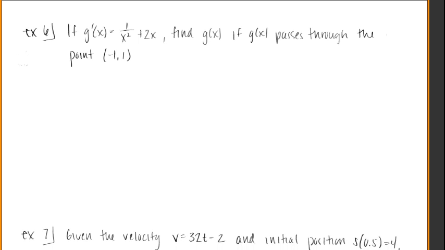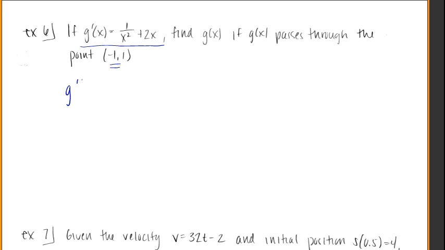Example 6. If our derivative g prime of x passes through the point negative 1, 1, and we want to find g of x. What we're going to do with this problem is similar to example 5. We're going to start with g prime of x, trying to find an original function, but this point is going to help us narrow down. Instead of saying plus c, it's going to help us find a constant value.